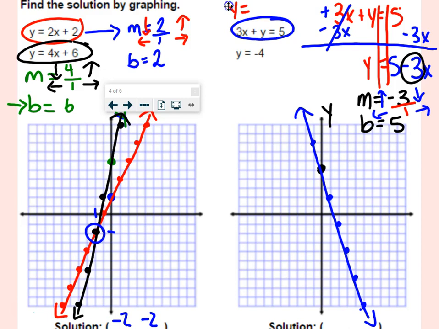For our second line, you should notice that this only has one variable, y equals negative 4. That is a special case line that is actually going to be a horizontal line through the point negative 4. So we go to y equals negative 4, right there. And then we just draw a horizontal line through that point.